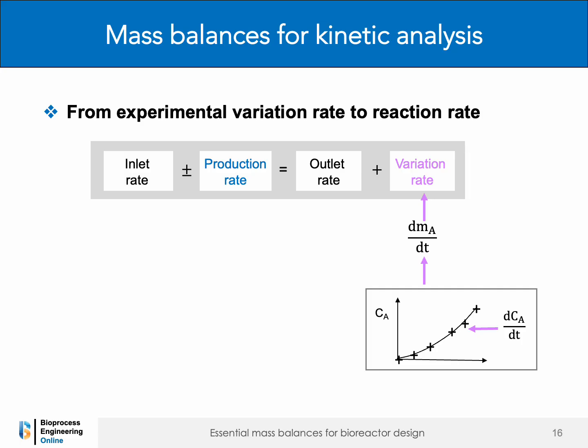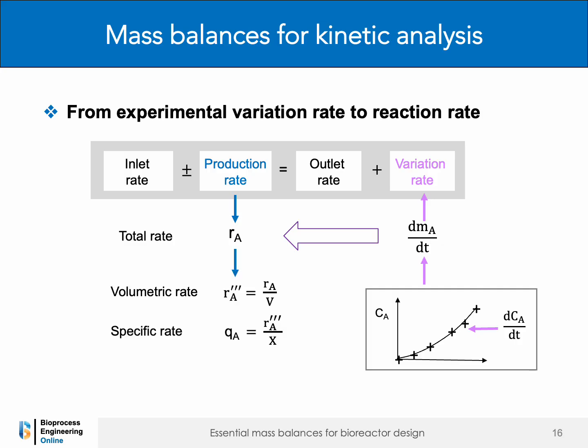For the kinetic analysis of enzymatic or microbial transformations, the time variation of a component concentration is measured experimentally. As a result, the variation rate term of the mass balance, dM_A over dt or V dC_A over dt, is experimentally known. The instantaneous mass balance equation is then used to determine the reaction rate R_A, while accounting for the possible contributions of inlet and outlet rates, depending on the operating mode of the bioreactor. From the overall reaction rate R_A, the volumetric rate R_A''' and the specific rate q_A can then be calculated.